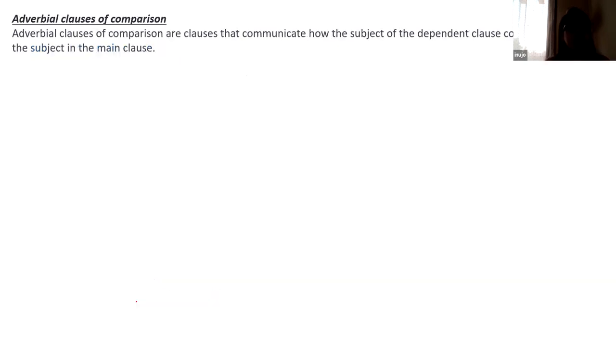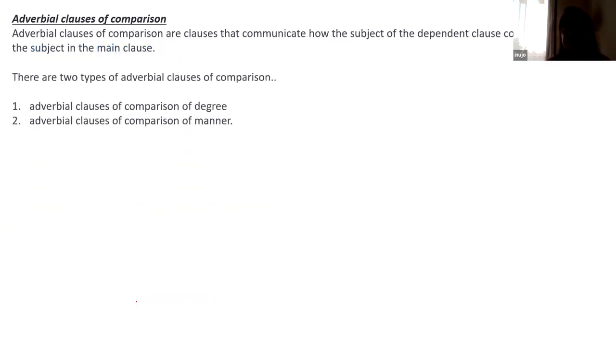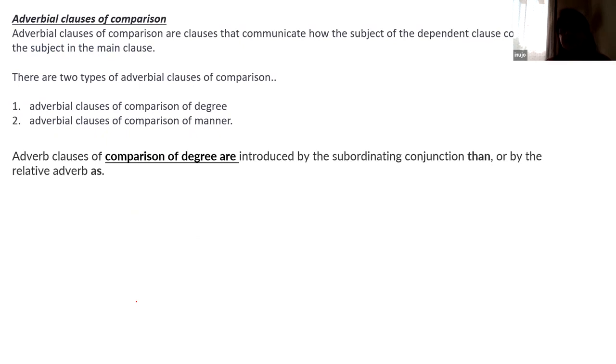All right, children. So now adverb clause of comparison. There are two: adverb clause of comparison of degree and adverb clause of comparison of manner. So degree is introduced by the subordinating conjunction than. When it is degree, you have to use this subordinating conjunction than or the relative adverb as. As can be used, than can be used. For example, she is older than her husband. It is later than I thought. Mane you're comparing. Okay, you're comparing. So this is degree.